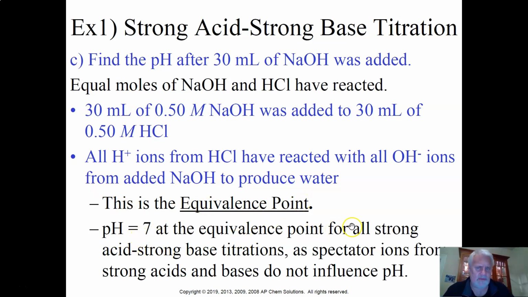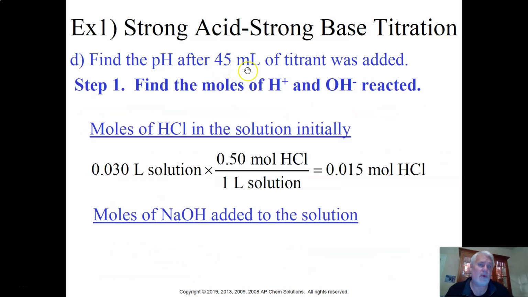pH 7 is the equivalence point for all strong acid-base titrations. This is not going to be the case with our lab, although one of them was close to that, the other one not quite as close. So the equivalence point can be figured out easily with strong acids and strong bases, because that's when the volumes are the same, which is the case after 30 milliliters. And of course, at 45 milliliters, you're going to be past that equivalence point.